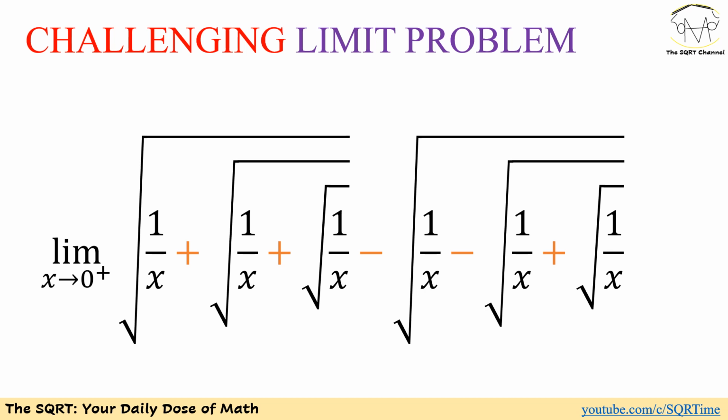Now, let's talk about the problem. In this problem, we have two terms for the limit that we are going to find. Each term is a nested radical. They include 1 over x, and the nested radical that we have has three radicals. The first one is radical 1 over x, the second one is radical 1 over x plus the previous term, and the last one is radical 1 over x plus the previous term that we were talking about.